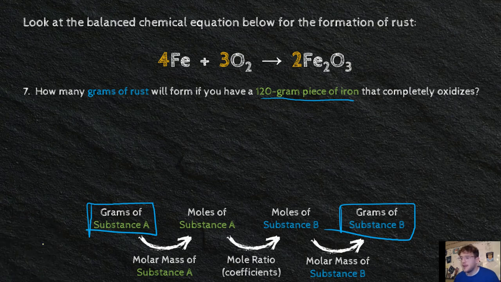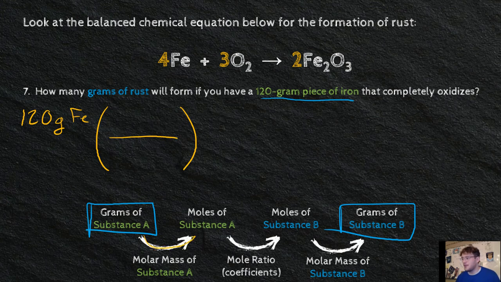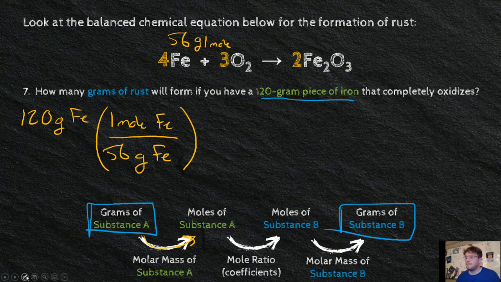So as always, you start with what you're trying to convert. You're trying to convert this 120 gram piece of iron to grams of rust. All right, so let's start it out. 120 gram piece of iron. And then I'm going to have some conversion here. Well, what's my first conversion? The molar mass of substance A, so the molar mass of iron, which I think we said was 56. Every 56 grams of iron is 1 mole of iron. That's what a molar mass tells you. It's how many grams are in a mole of that substance. So now I could cancel out my grams of iron and move on to the next conversion.